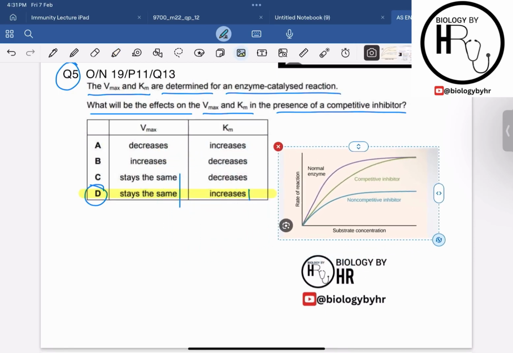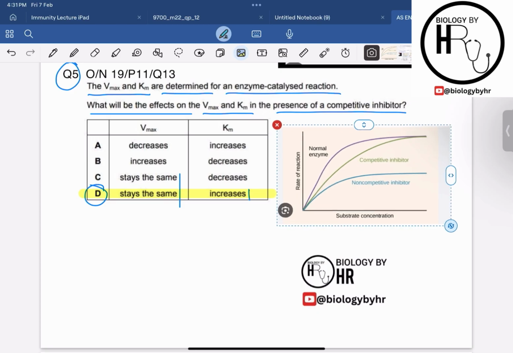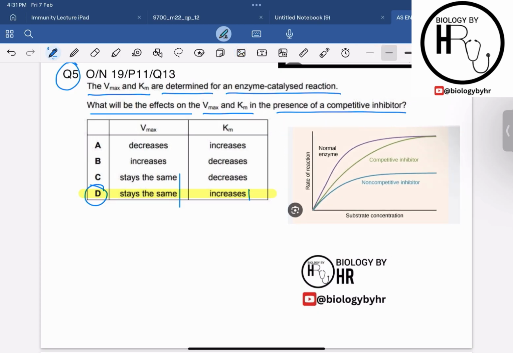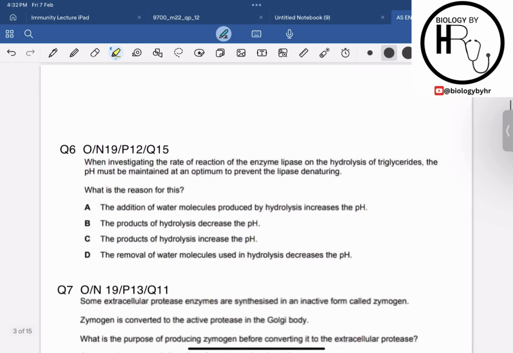For example, you can see this graph, right? In this graph, this is the competitive inhibition. This is the graph when the competitive inhibitor was there, and this is the graph when the non-competitive inhibitor was there, and you can see that in the competitive inhibition the Vmax is not disturbed, it remains the same. I hope that this makes sense. Now let's move on to question 6.